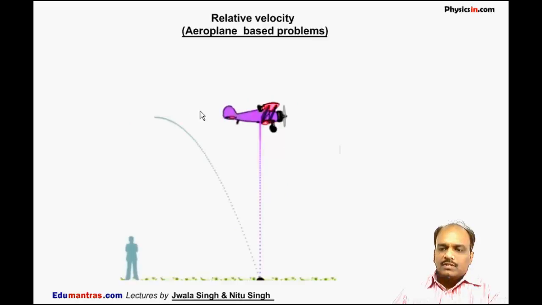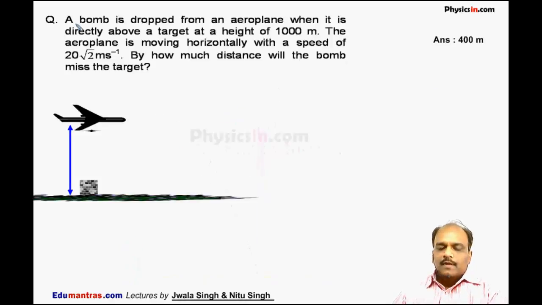Now based on this video, we have to solve some questions of this aeroplane and this bomb problem. Now see, a bomb is dropped. This is the first question. A bomb is being dropped from an aeroplane when it is directly above a target at a height of 1000 meter. The aeroplane is moving horizontally with a speed of 20 root 2 meter per second. By how much distance will the bomb miss the target?